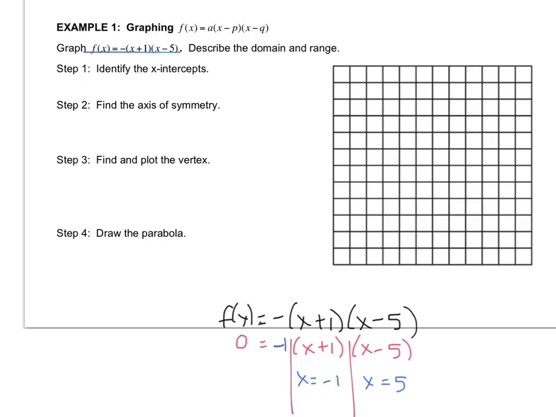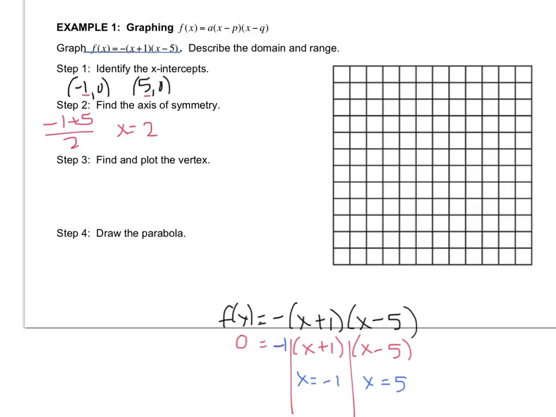All right, so that's exactly what I've done. Step 1, I've identified the x-intercepts. So the x-intercepts are (negative 1, 0) and (5, 0). Then I have to find the axis of symmetry. Well, the axis of symmetry is halfway between negative 1 and 5. I'll do it algebraically, but you can figure it out yourself: negative 1 plus 5 divided by 2. So that would be an x value of 2. So the axis of symmetry is the line x equals 2.